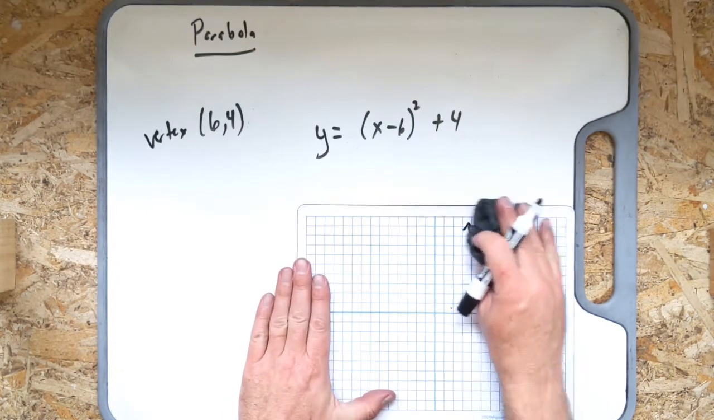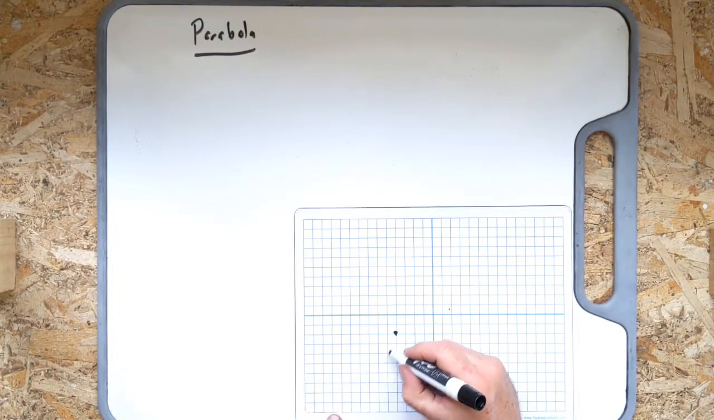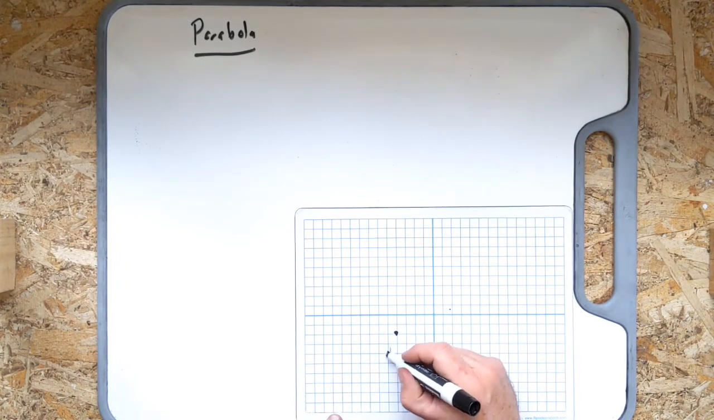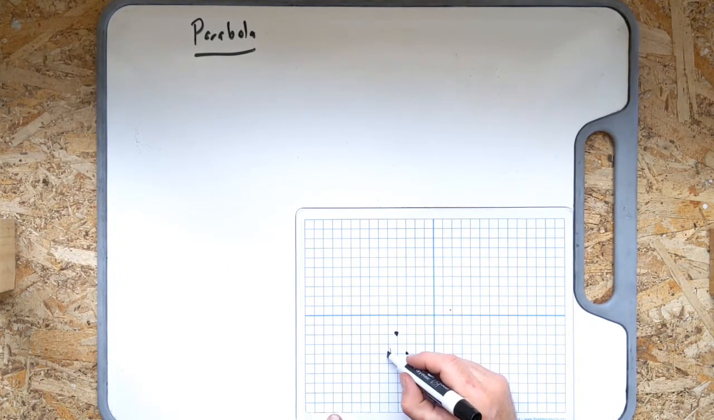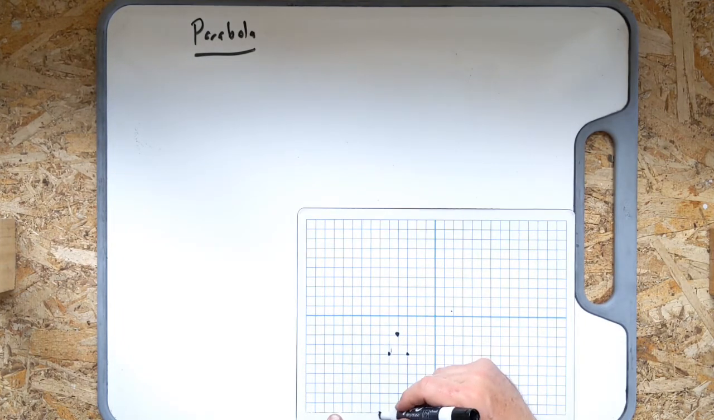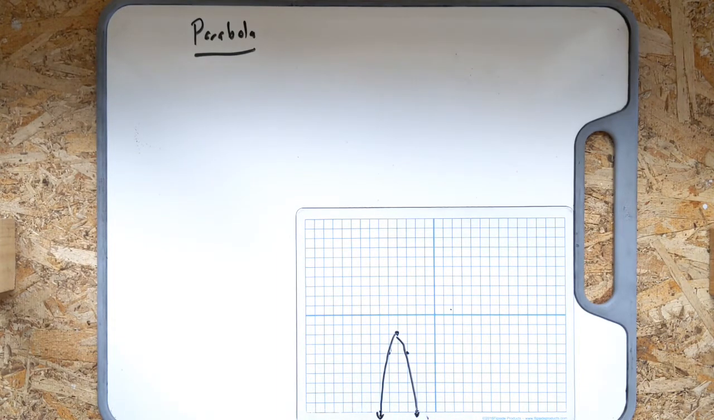Okay, let you guys try one. If you can't see that, that's the point (-4, -2). Hopefully you can see this well enough to actually come up with an equation. Okay. Pause there, write down the equation, and come back.